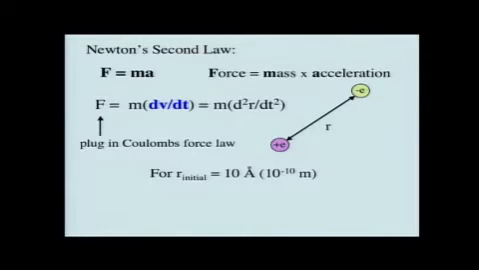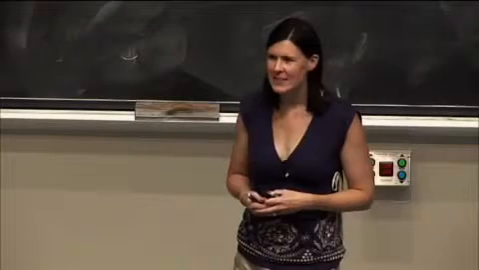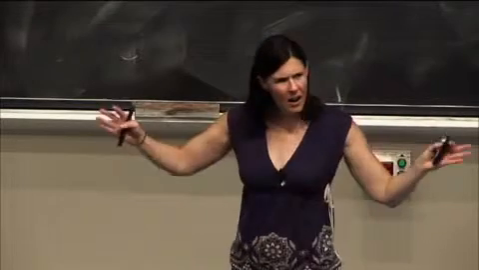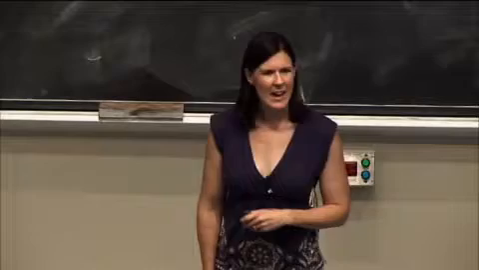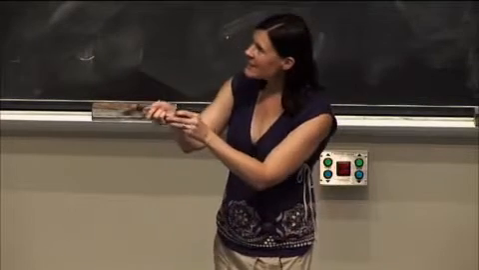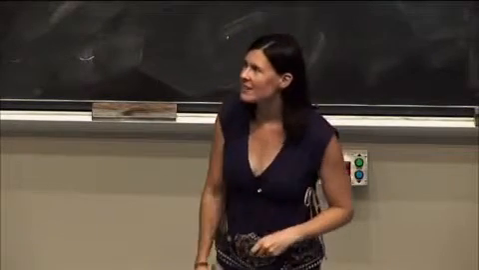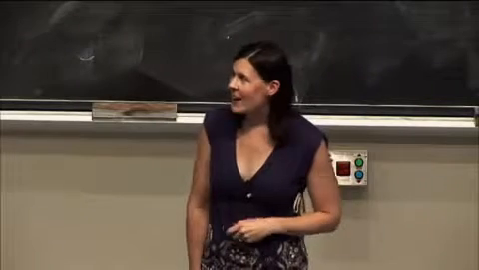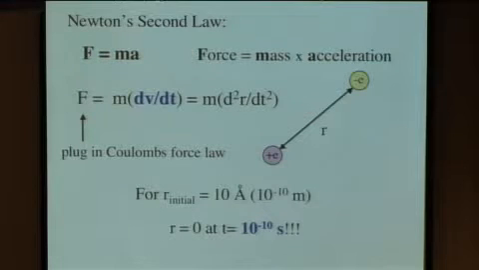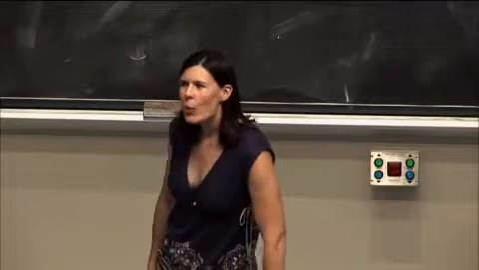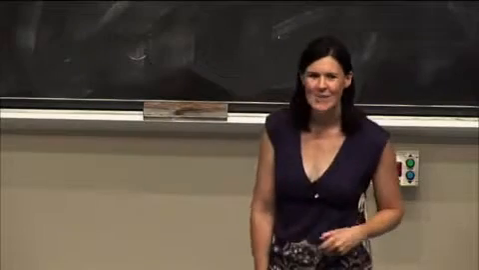And what we can do is start with some initial value of r. Here I write r being 10 angstroms. That's a good approximation when we're talking about atoms, because that's about the size of an atom. So let's say we start off at the distance being 10 angstroms. We can plug that into this differential equation and solve it. And what we find out is that r actually goes to 0 at a time equal to 10 to the negative 10 seconds.